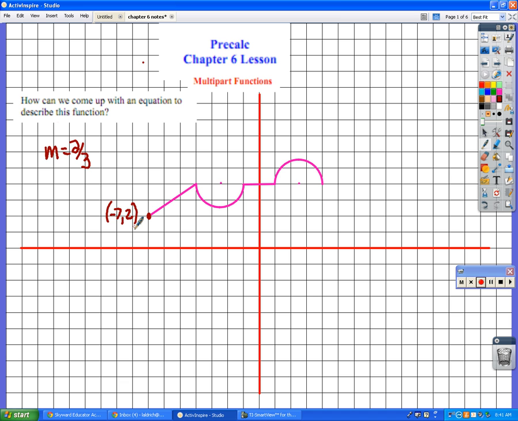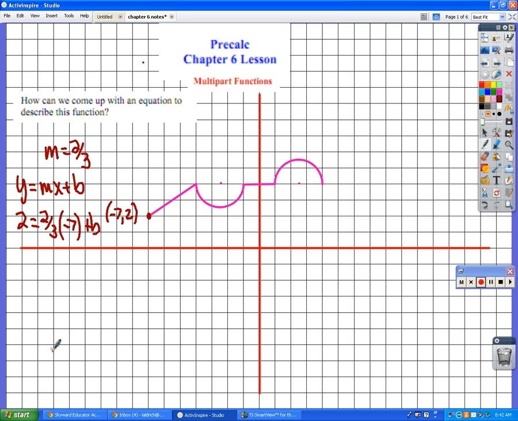Okay, so you want to do the y equals mx plus b thing? All right, so we're going to take y equals mx plus b, and we're going to plug in 2 for the y. We're going to plug in 2/3 for the m, and we're going to plug in negative 7 for the x plus b, okay? If I multiply this out, what do I get? What's 2/3 times negative 7?